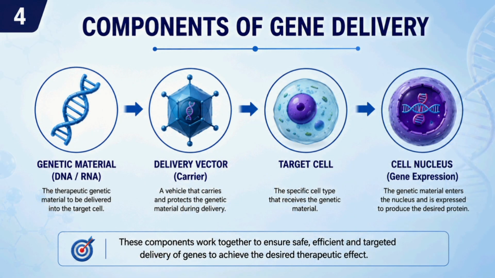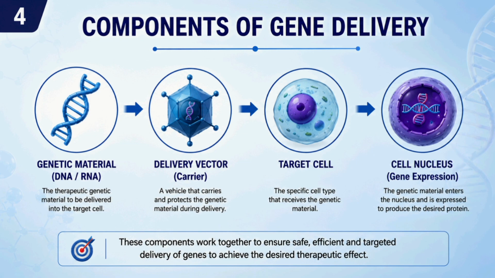Components of gene delivery. Now let us understand the four essential components of a gene delivery system. The first one is the genetic material. This is the therapeutic DNA or RNA. It contains the correct genetic information needed to replace or repair the defective genes. Think of it as a new instruction manual.